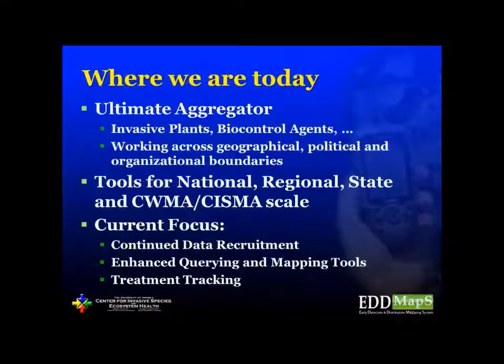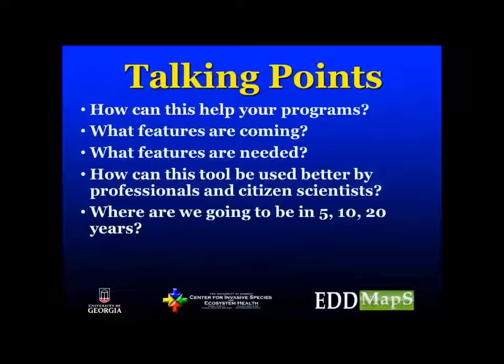Where are we? EDDMapS, we built this ultimate aggregator to pull all this data together. We've tried to make it work as well at the local level as it does at a regional landscape level. And my question to y'all, and especially looking at climate change, is what can we do better? What are the next steps that are needed? Where do we need to be in 5 years? What do we need to be in 10 years? I've still got a long time before I can retire.